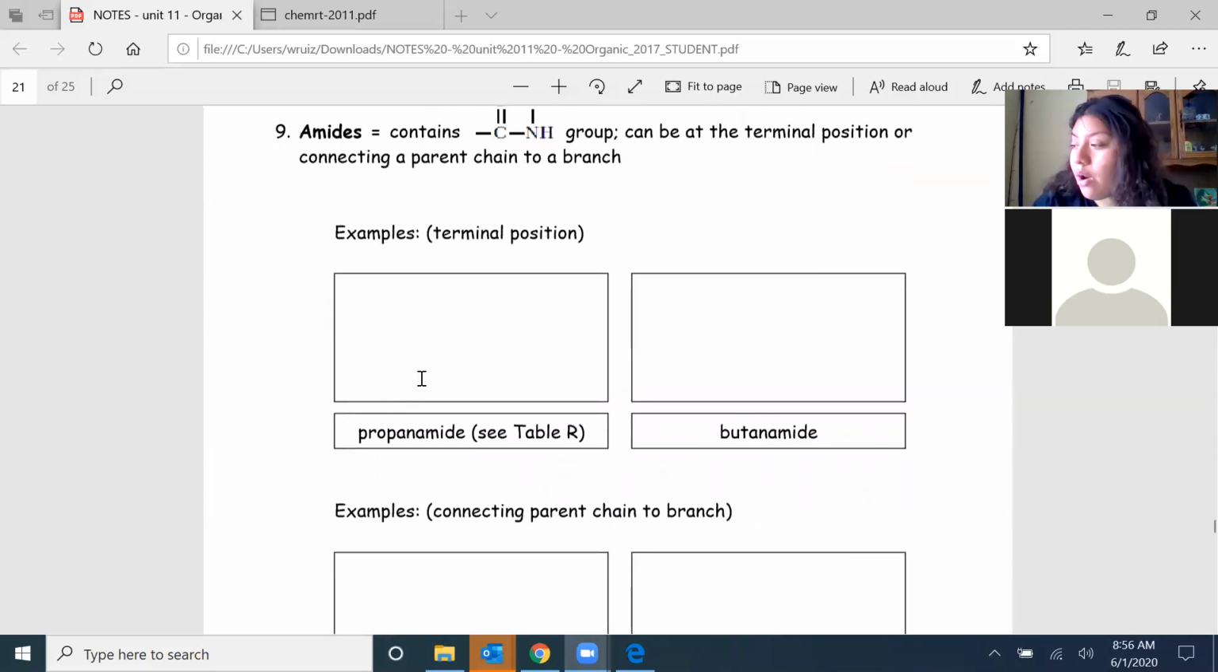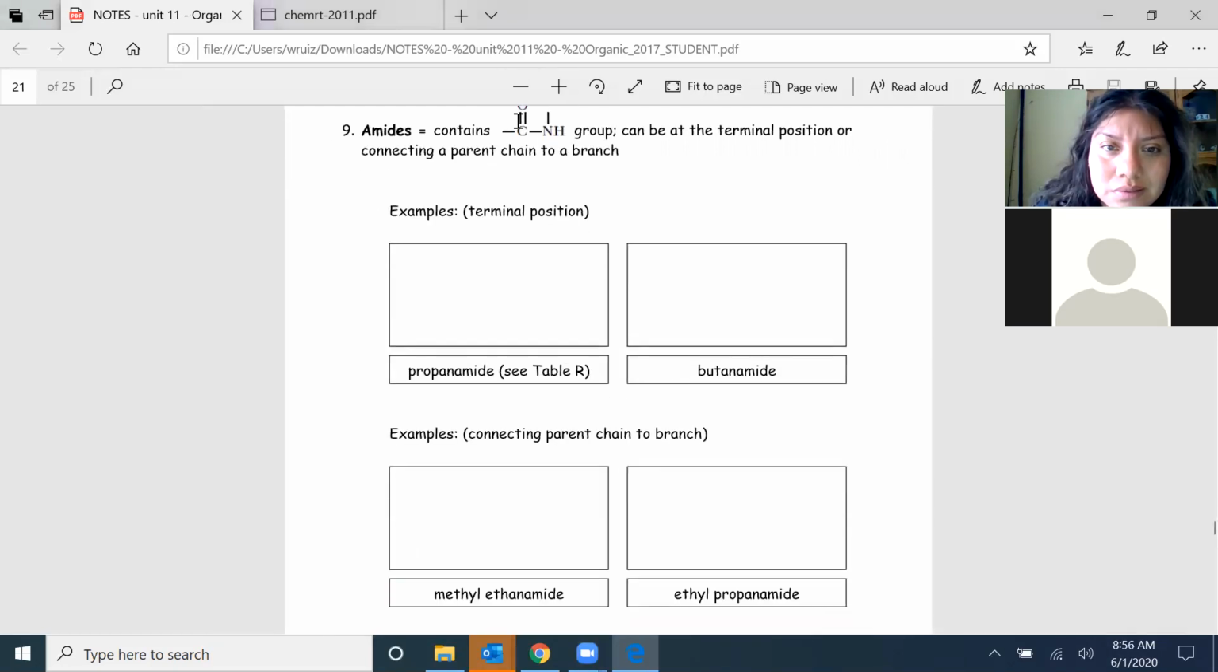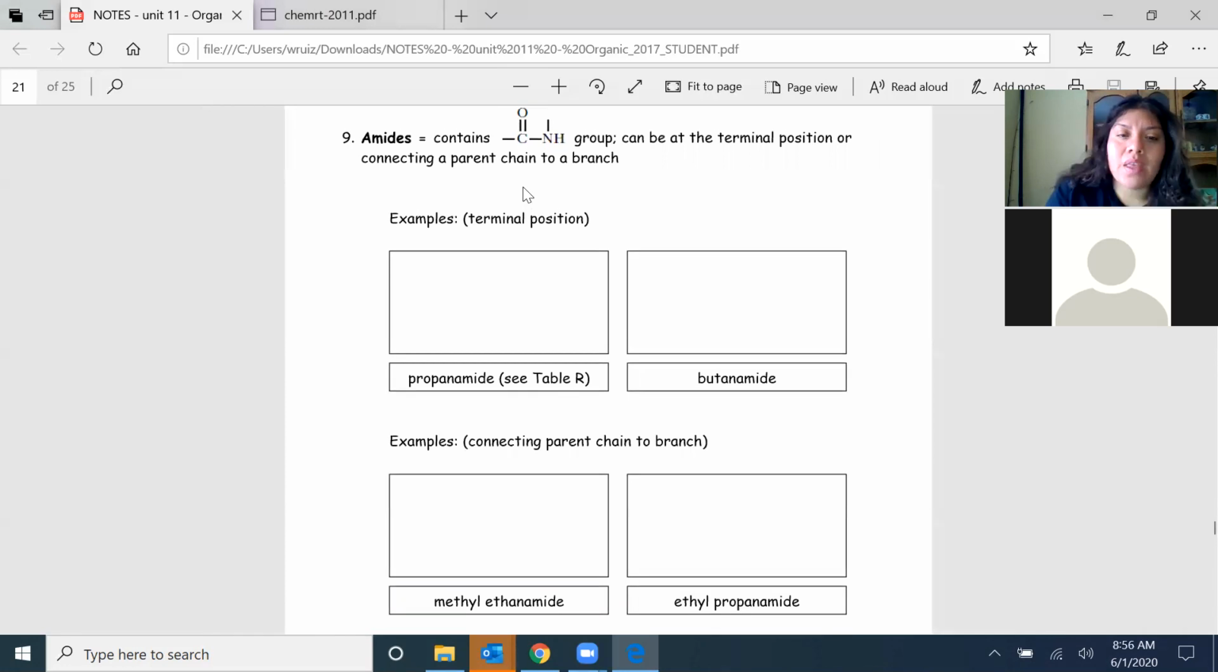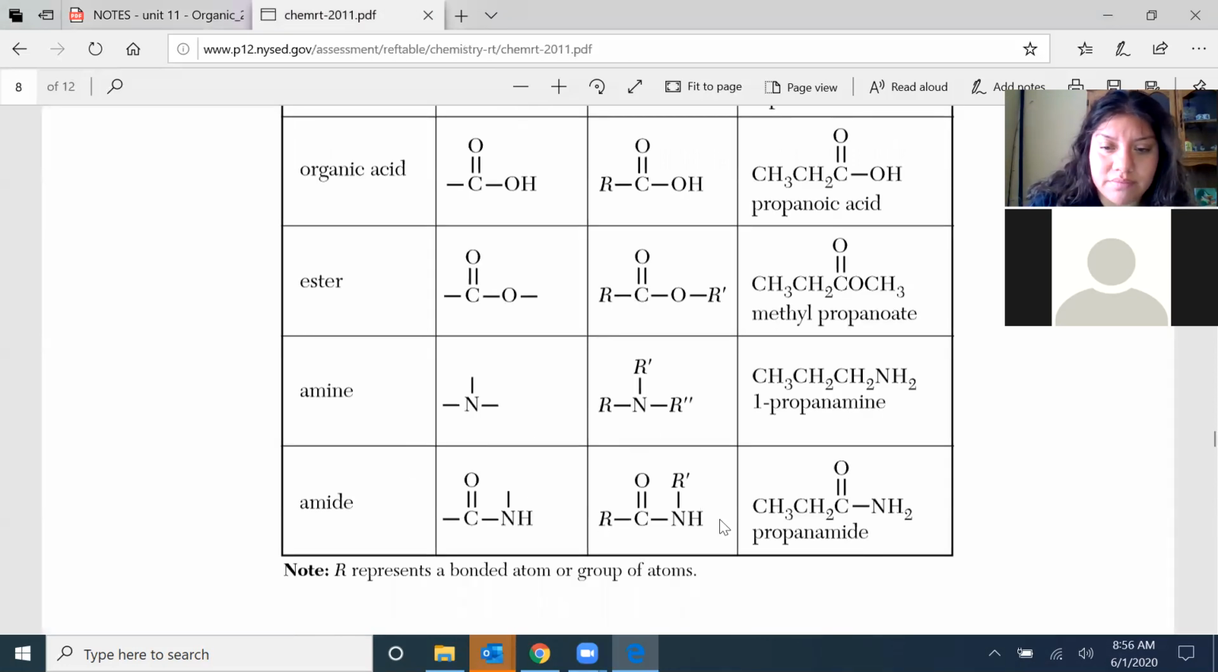All right, amides though will be. An amide contains a carbon double bonded to an oxygen with an NH group. It's a combination. It can be at the terminal, meaning the N position, or in the middle somewhere. So examples of a terminal position look like this, propanamide. In your reference table, there's the amides. So basically it can connect things.